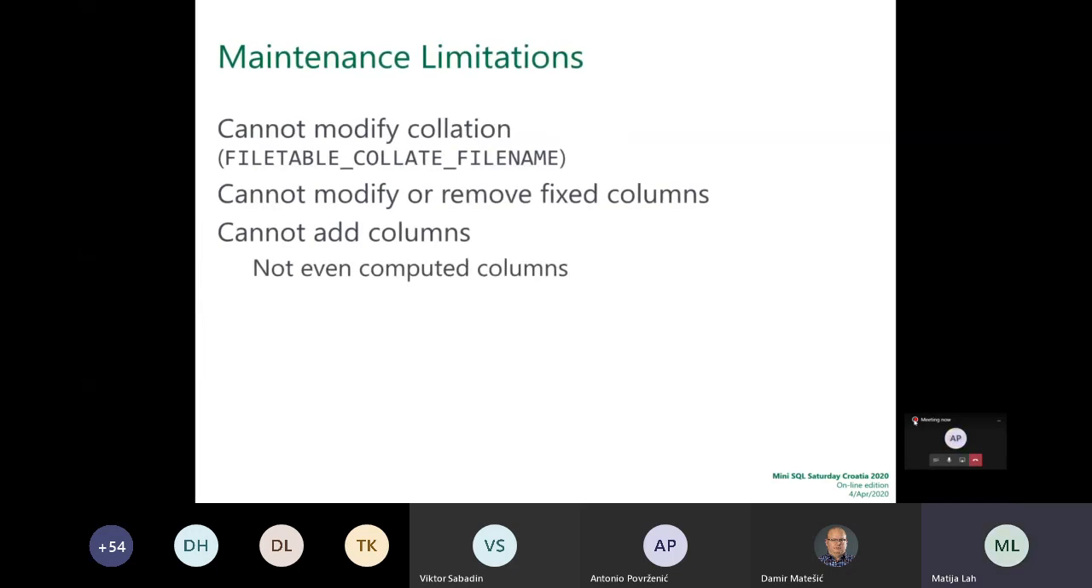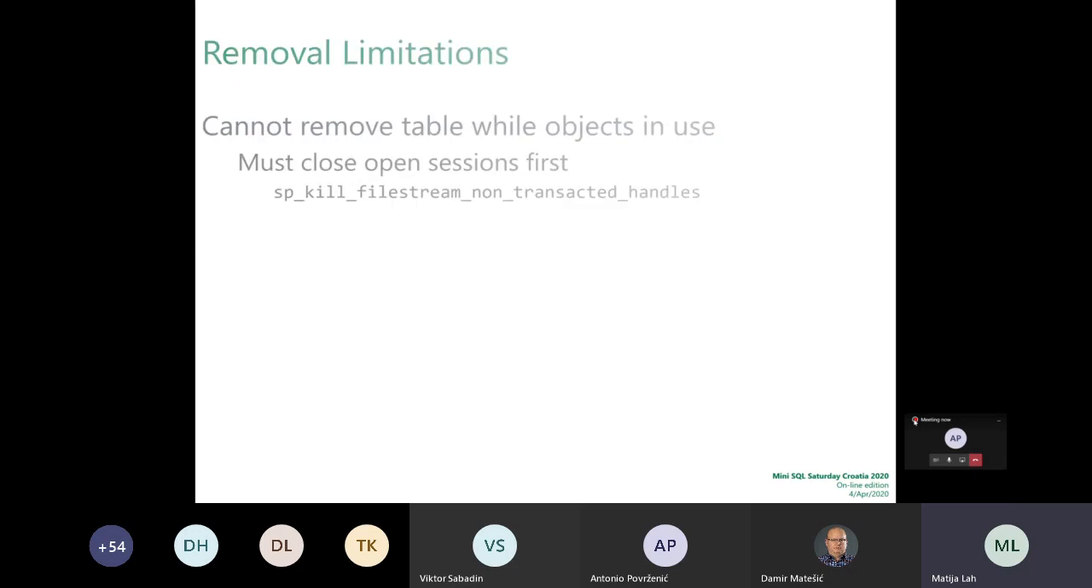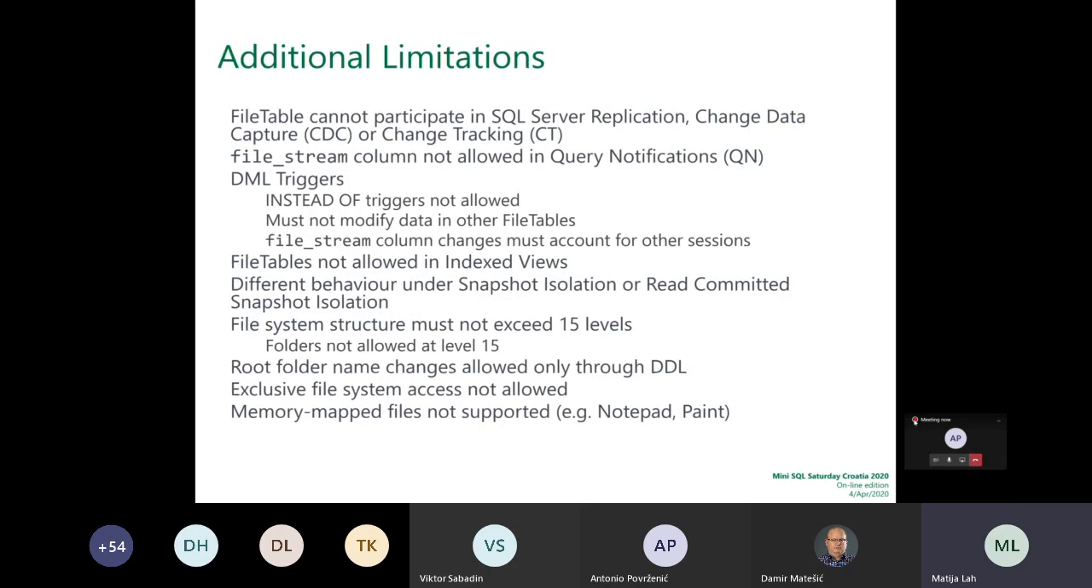After you've created the file table, you can no longer change so many of the things that make it, but you can add constraints if needed. Although, because again, the schema is fixed, you cannot add columns. And of course, before you remove the file table, you need to make sure that none of the files are being used. And of course, there are some additional limitations which we don't have time to go through. I'll just point out the most crucial ones.